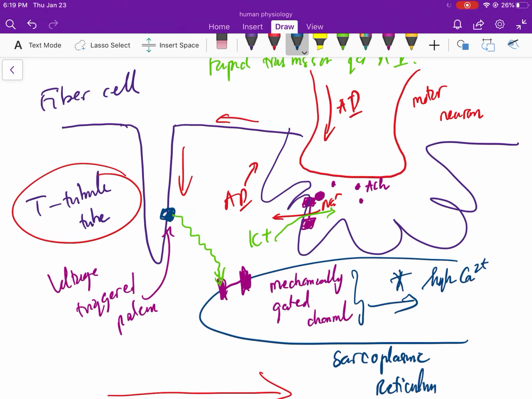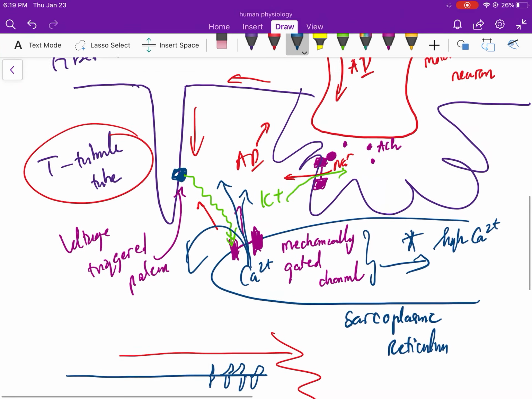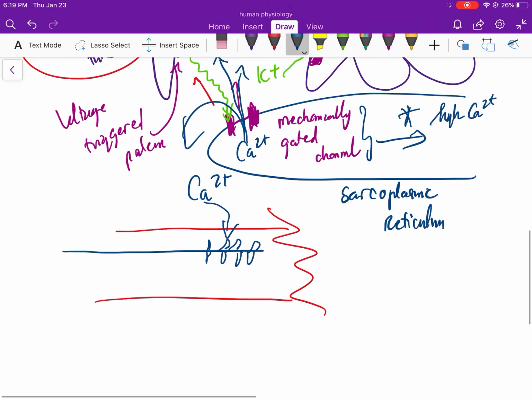So when we see that our voltage trigger protein is triggered by the action potential, it will act as the force. It pulls this mechanically gated channel. So this gate will open. And when this gate opens, calcium will flow out of the sarcoplasmic reticulum out to here. So when we have our calcium flow to here, now it will bind into our thick filament and will activate and generate the force.